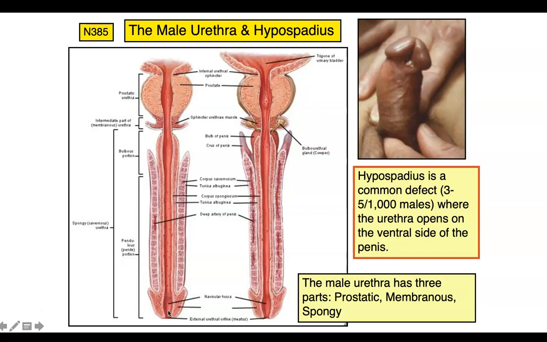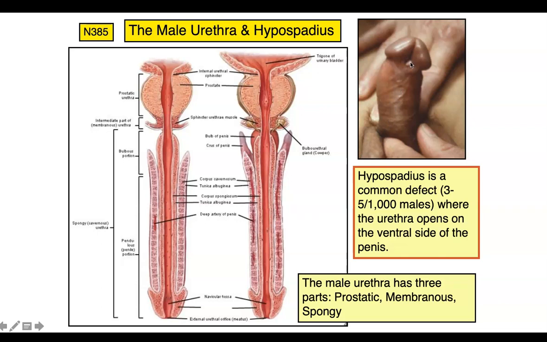And this dilated part of the spongious urethra within the glans penis is called the navicular fossa. And this is the external urethral orifice, or external urethral meatus. The external urethral meatus is the narrowest part of the male urethra. It is at the tip of the glans penis, and sometimes there may be a congenital defect.